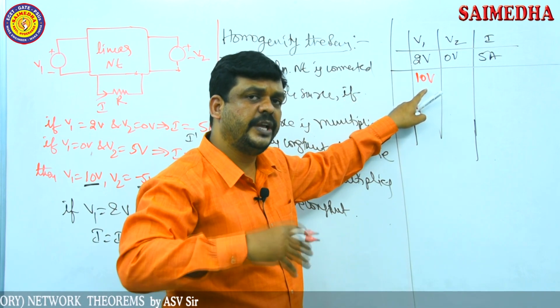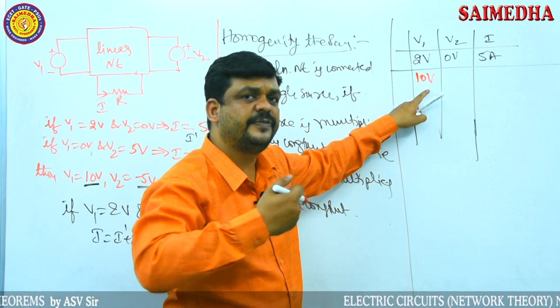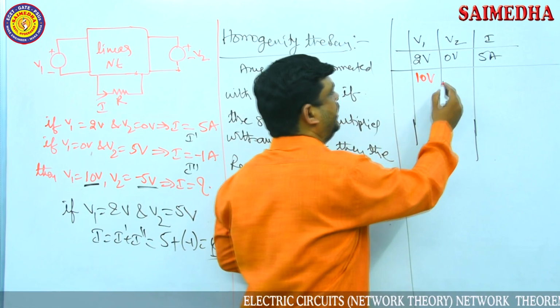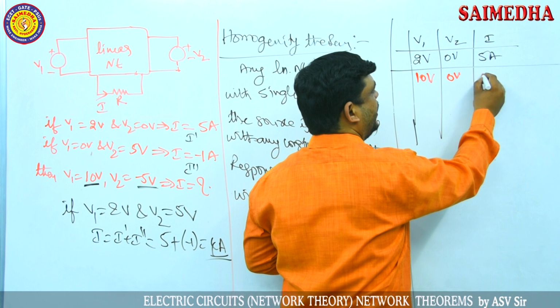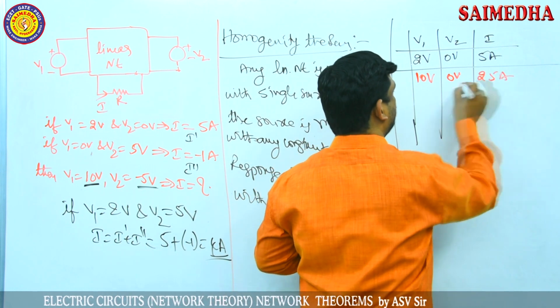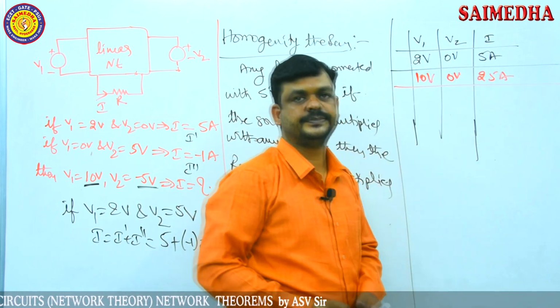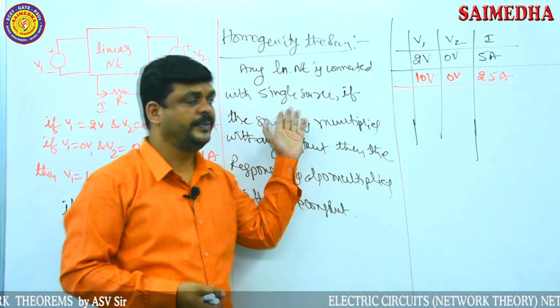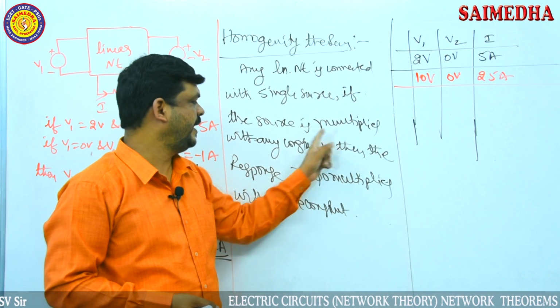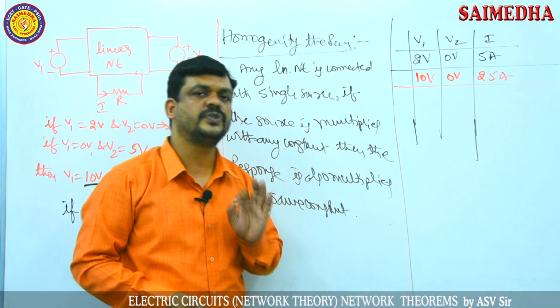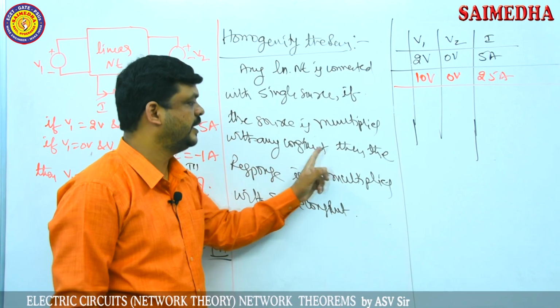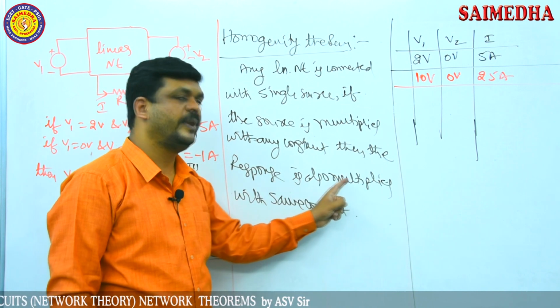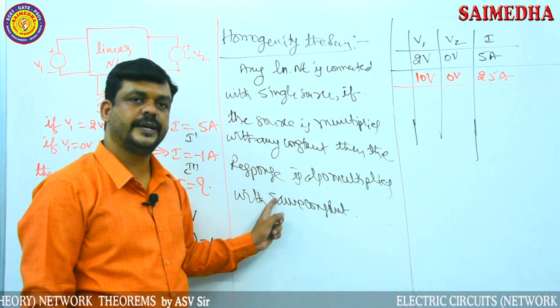The input source is multiplied by 5, 2 into 5 is 10. Then the response is also multiplied by 5, so it becomes 25 amperes. According to the homogeneity theorem, if the source is multiplied with any constant, then the response is also multiplied with the same constant.